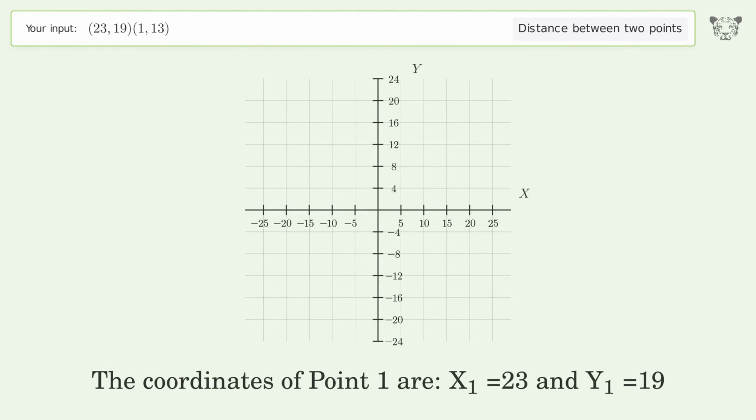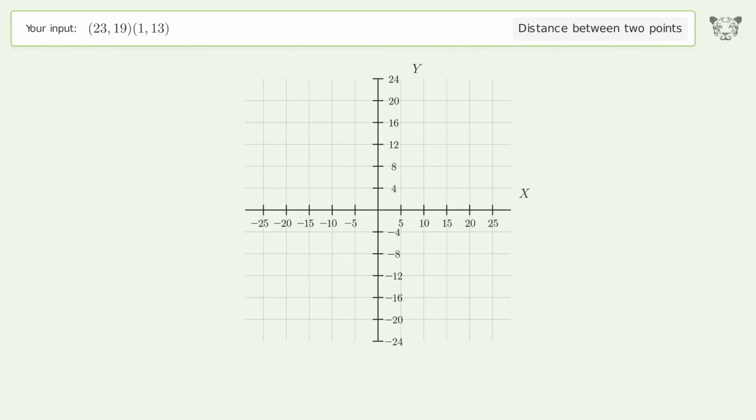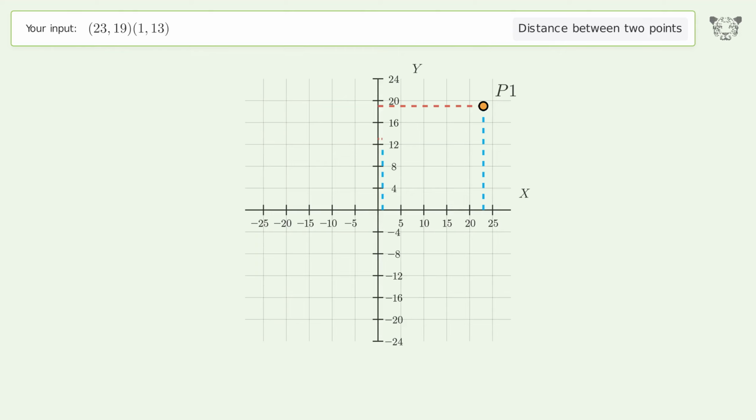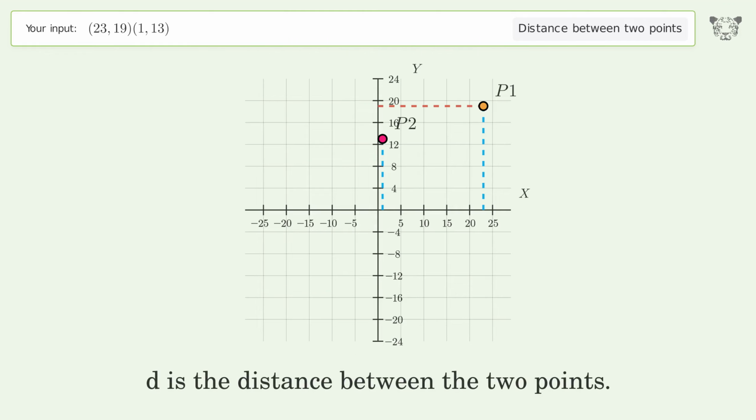The coordinates of point 1 are x1 equals 23 and y1 equals 19. The coordinates of point 2 are x2 equals 1 and y2 equals 13. D is the distance between the 2 points.